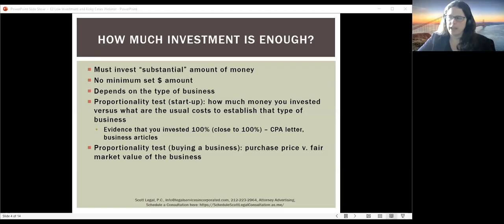You can also potentially have a CPA evaluate your investment and your business plan. Ideally, a CPA who works with similar types of businesses, and perhaps they can write a letter opining that this is a substantial investment, and one that is likely to be enough to get the company up and running. If you are buying a business, then the purchase price is generally going to be considered the cost of the established business for purposes of the proportionality test. So if you pay 100% of the purchase price, then you've invested 100%, and that often will be sufficient.